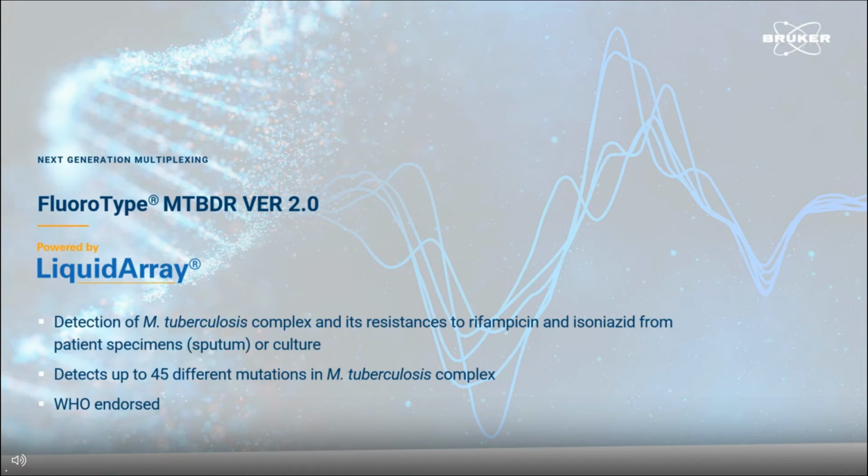So FluoroType MTBDR 2.0 is powered by LiquidArray, and it provides detection of the Mycobacterium tuberculosis complex and its resistances to rifampicin and isoniazid from patient specimens or culture, and detects up to 45 different mutations in the Mycobacterium tuberculosis complex, and is WHO endorsed.